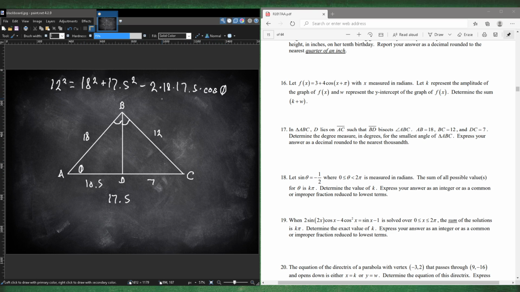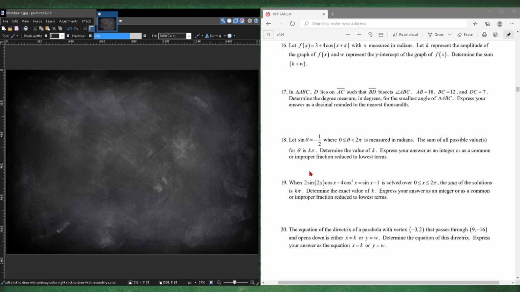And now you can just plug this into your calculator. So 12 squared minus 18 squared minus 17.5 squared, divided by negative 2, divided by 18, divided by 17.5, and then inverse cosine. And you should get an answer, rounded to the nearest thousandths, 39.482. And that's in degrees. So that's number 17. And that's basically it.